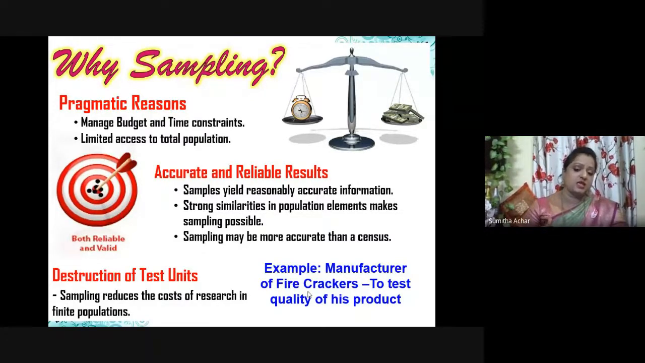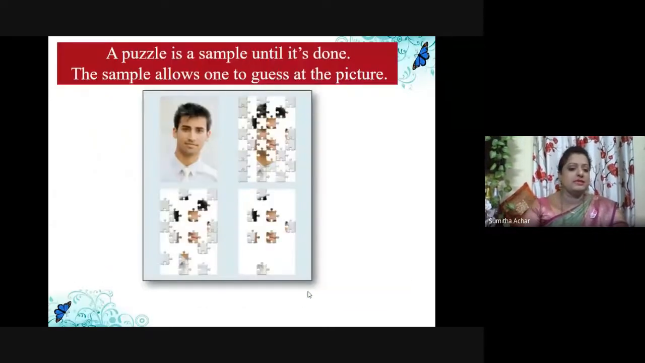Now, as a researcher, can he burn all the crackers that are manufactured? Can he do that? Where the destruction of test units is involved, there is nothing left in the company. So in those cases, it's advisable to go for sampling, right? When a census study is not feasible or appropriate, it's always better to go for samples.